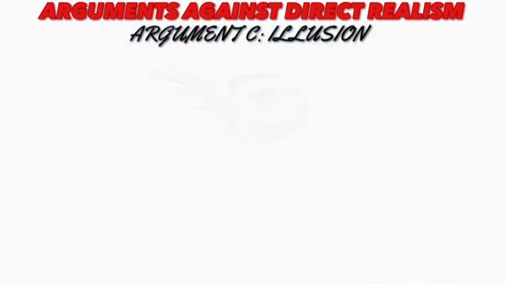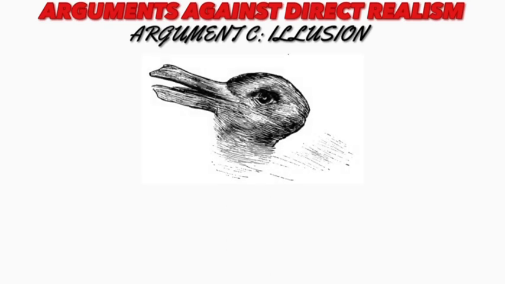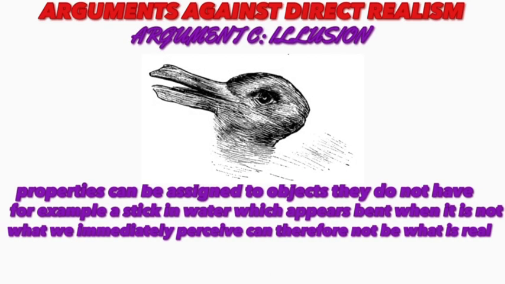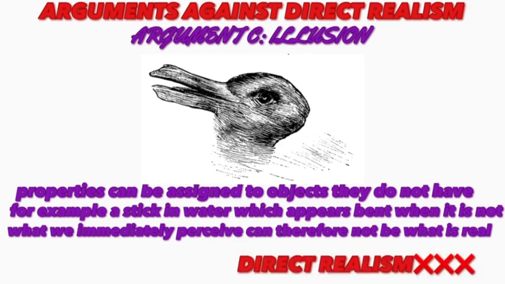Arguments against direct realism. Argument C, illusion. Properties can be assigned to objects they do not have. For example, a stick in water which appears bent when it is not. What we immediately perceive, therefore, cannot be what is real. Direct realism is false.